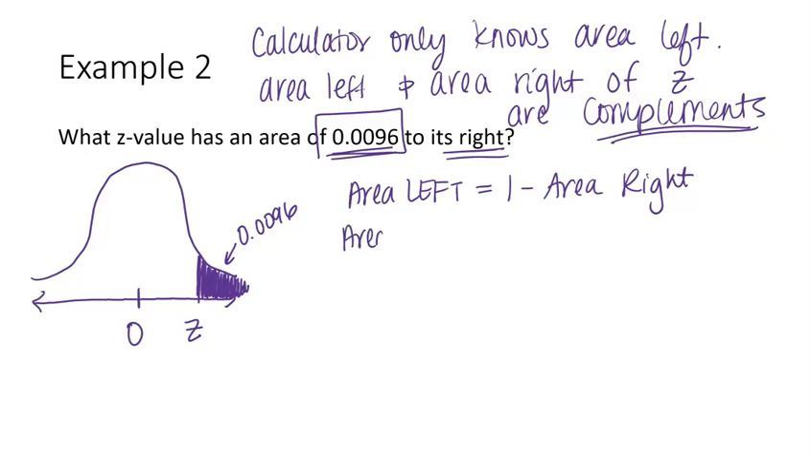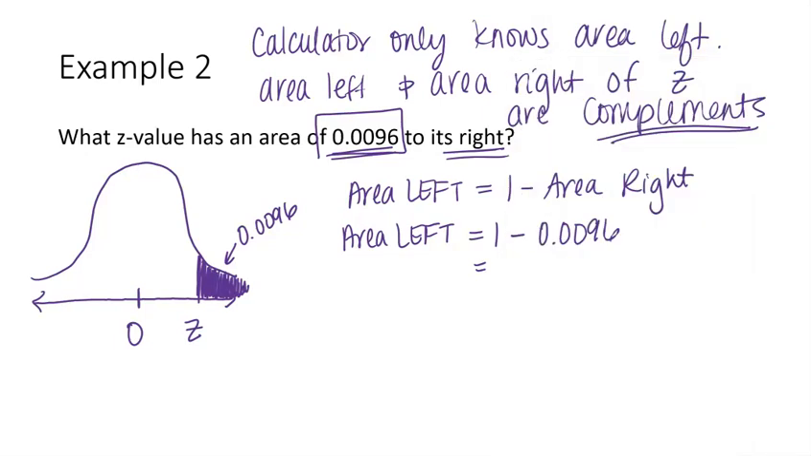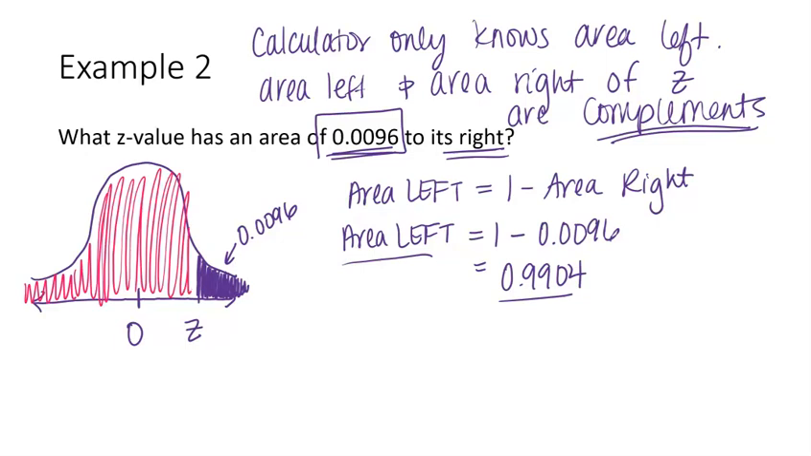So in order to find the area left that I need, that's 1 minus my 0.0096. 1 minus 0.0096 is 0.9904. That's what I'm going to use for area left. So in my calculator, area left of this same z is 0.9904, using that total probability of 1.